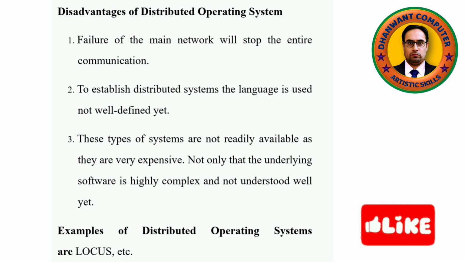Disadvantages of distributed operating system. 1. Failure of the main network will stop the entire communication. 2. To establish distributed systems, the language used is not well defined yet. 3. These types of systems are not readily available as they are very expensive. Not only that, the underlying software is highly complex and not understood well yet. Examples of distributed operating systems are Locus, etc.